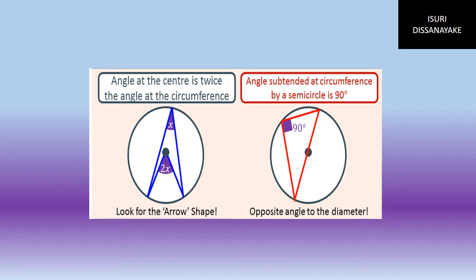Next, the angle subtended at the circumference by a semicircle is 90 degrees. The image in red: we can also call it the diameter. So the angle that is created from the diameter to the circumference is 90 degrees.